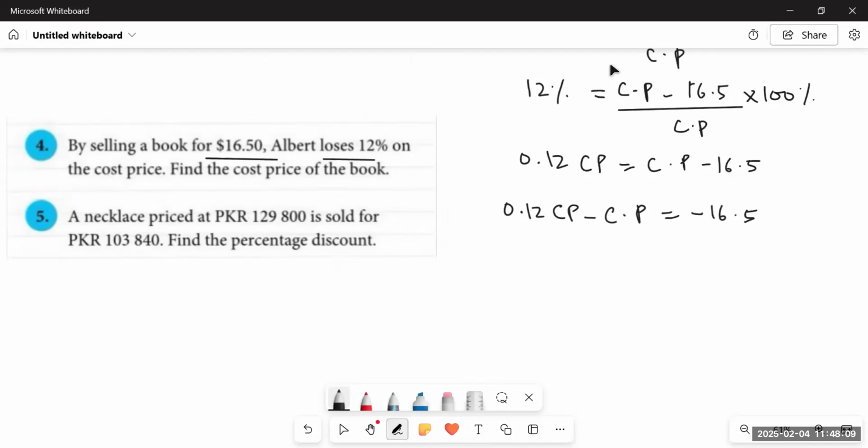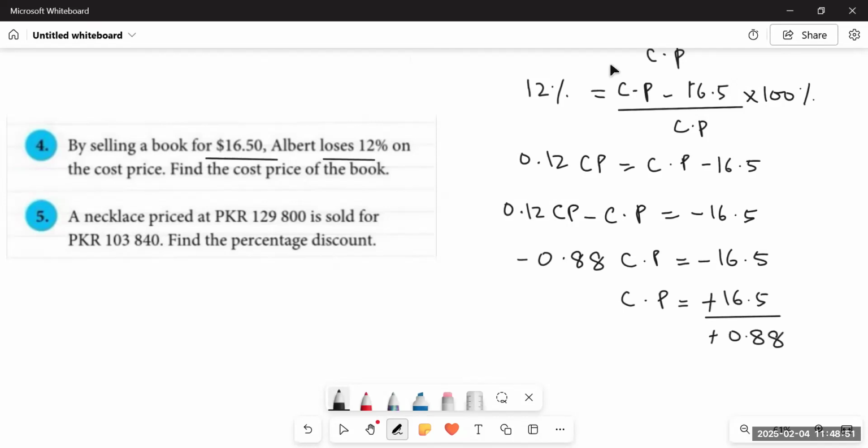What we have done is shuffle the CPs to the left hand side, and now we simplify it: 0.12 minus 1, because the coefficient of minus CP is 1. So we subtract 1 from 0.12 and get a total of minus 0.88 CP. We are getting a negative answer, but don't worry, on the right hand side we have a negative value too. When we divide, minus 16.5 upon minus 0.88, the minus signs cancel each other, and we get a positive answer.